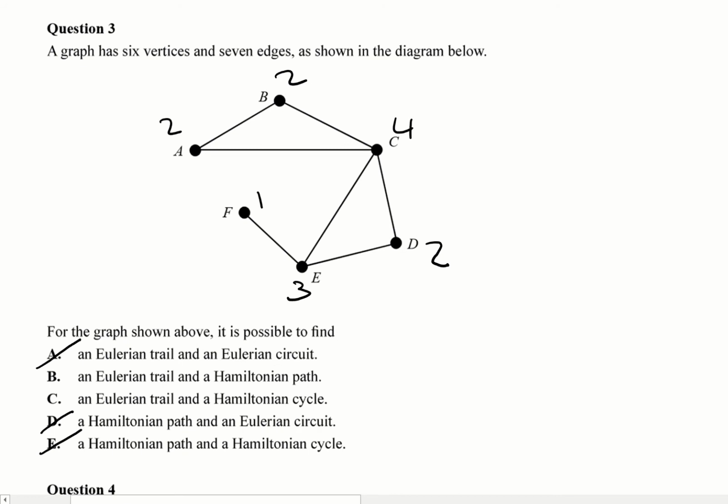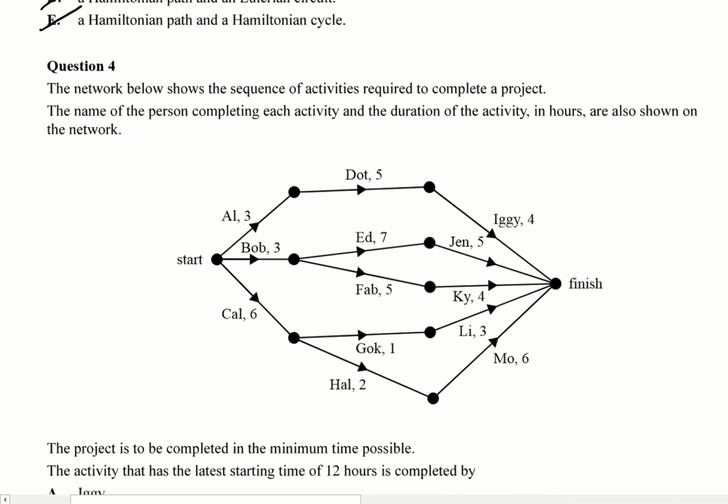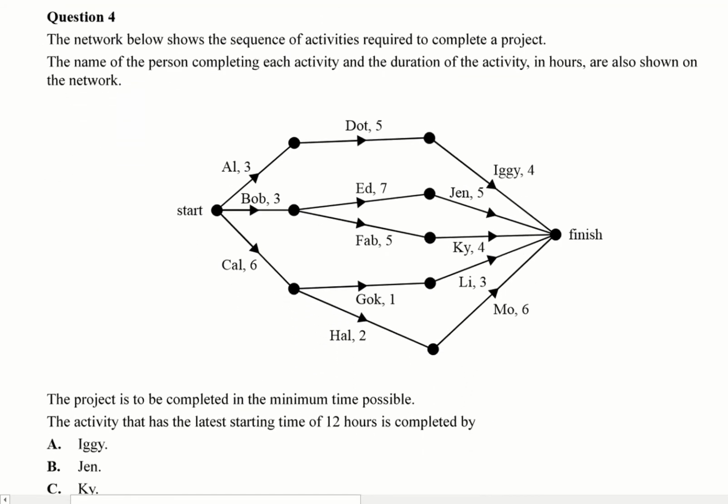So it comes down to, does it have a Hamiltonian path or cycle? Remember, Hamiltonian means it's touching each of the vertices. So if I look at this, without repeating, I can go here. I can't get back to F without touching other vertices, and I only want to touch those vertices once. So therefore, I can't have a Hamiltonian cycle, but I can have a Hamiltonian path. So there's question 3.